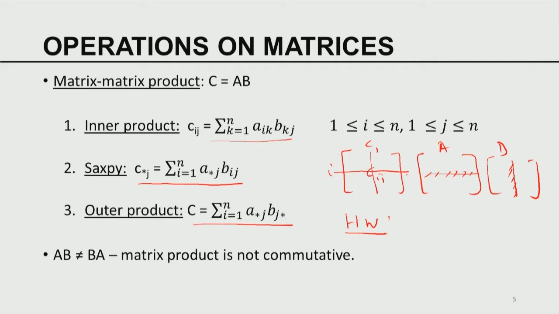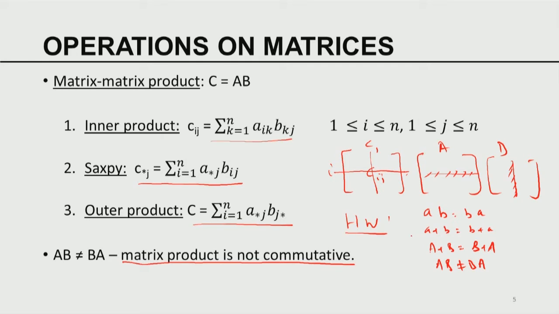I would like to now emphasize the fundamental property of matrix product. Matrix product is not commutative. That means AB is not equal to BA. Let us go back now. If you take two numbers A and B, AB is equal to BA. If you took two numbers, A plus B is equal to B plus A. If you took two matrices, A plus B is equal to B plus A. But if you take two matrices, AB in general is not equal to BA.